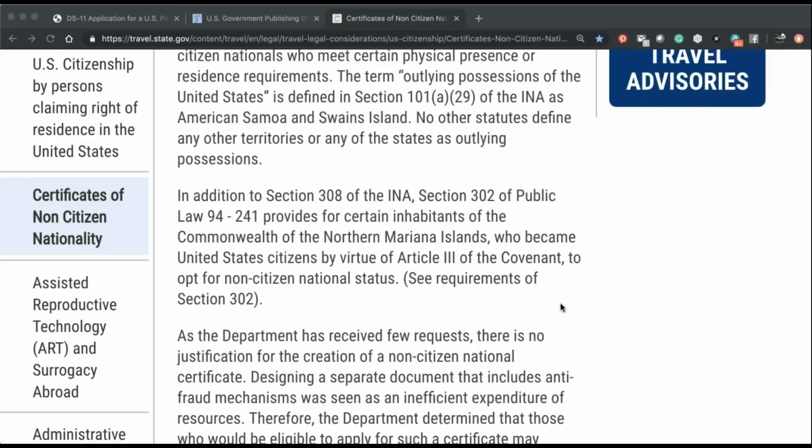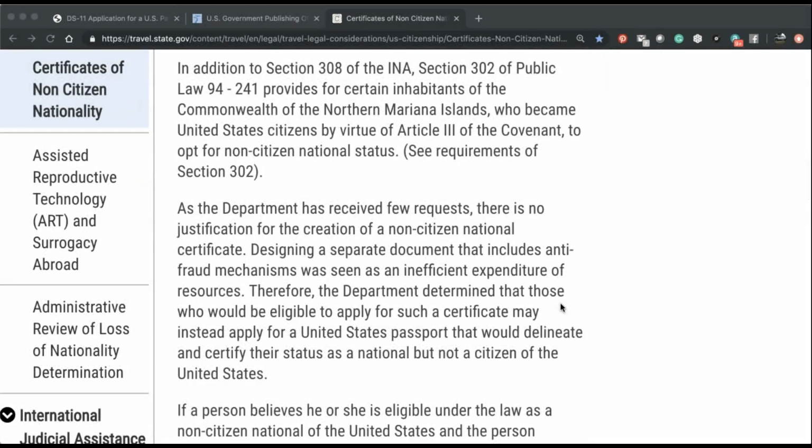We already said that established non-citizen national basically is a U.S. citizen. As the department has received few requests, there is no justification for creation of a non-citizen national certificate. Designing a separate document that includes anti-fraud mechanisms was seen as an inefficient expenditure of resources. Therefore, the department determined that those who would be eligible to apply for such a certificate may instead apply for a United States passport that would delineate and certify their status as a national but not a citizen of the United States. Did you see the difference there? Let me open up the mic.